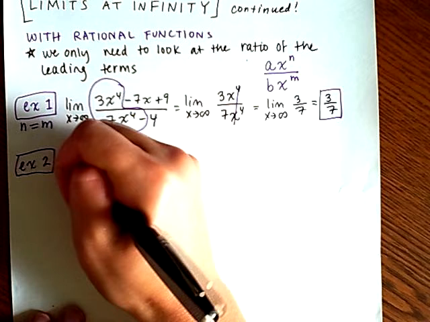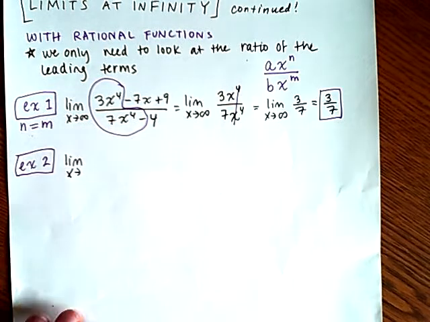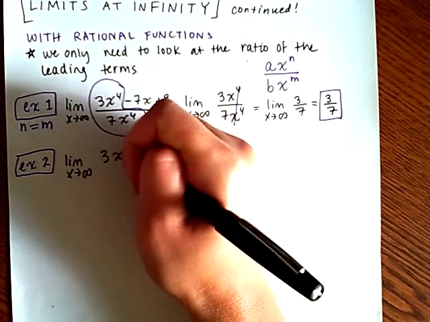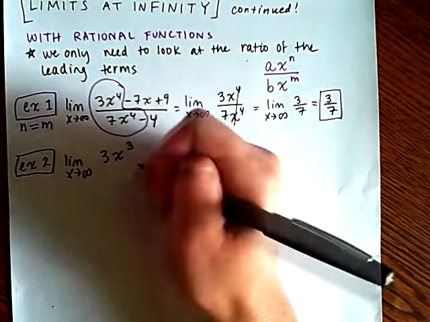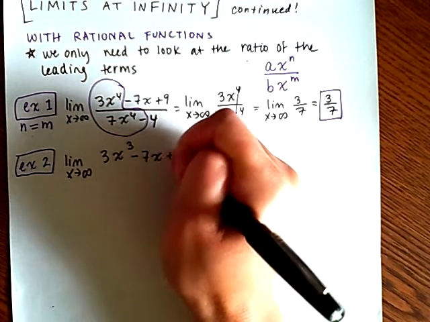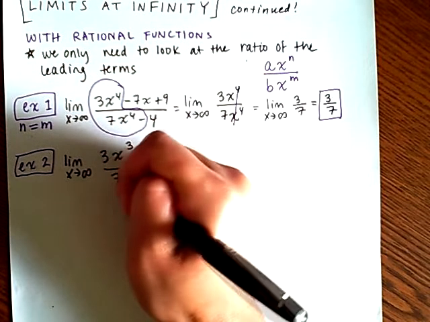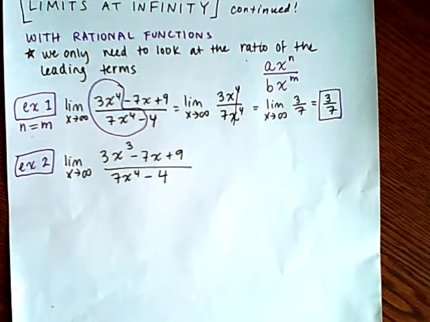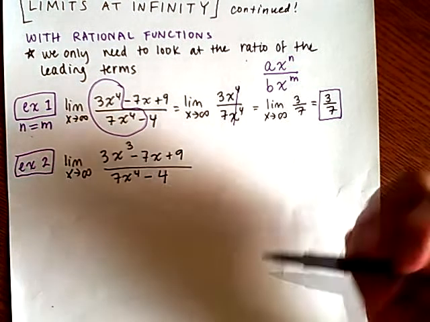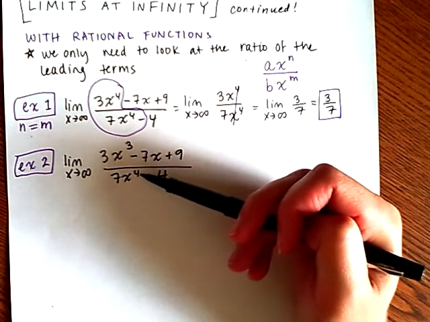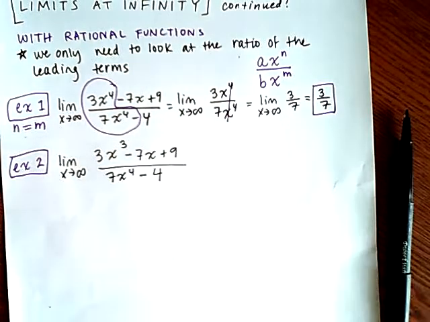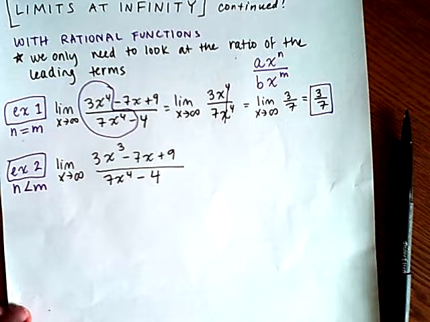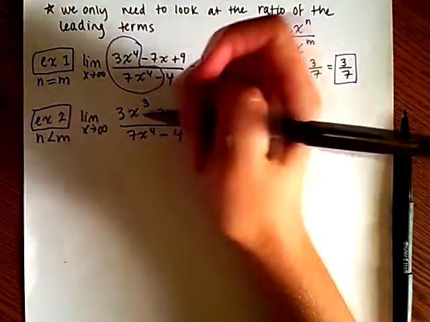It's going to be the limit as x goes to infinity of, I'm using similar numbers, but I'm changing the problem slightly. So I'm going to say 3x to the third minus 7x plus 9 divided by 7x to the fourth minus 4. Okay, so what's going on here? Well, first of all, if you look at the two exponents, the exponent in the denominator is greater than the exponent in the numerator, or the numerator's exponent is less than the denominator's. I'm just denoting that to keep that in mind.